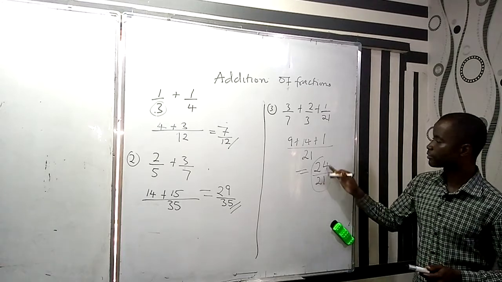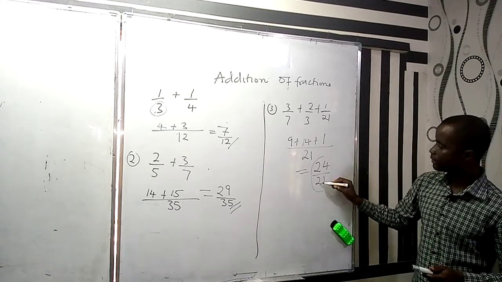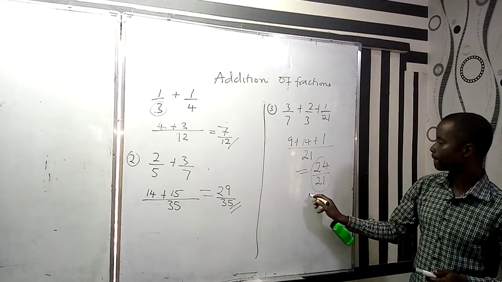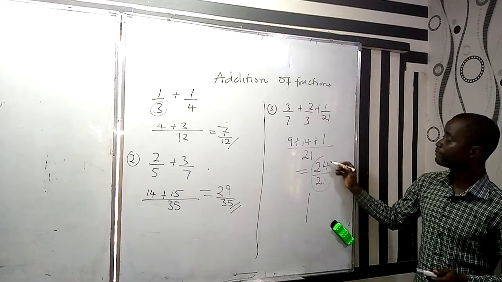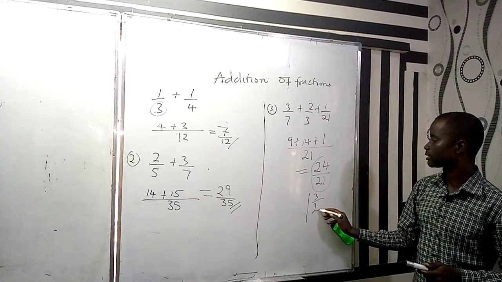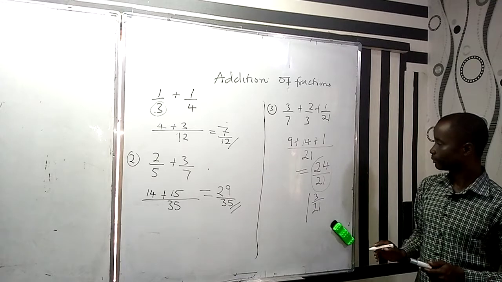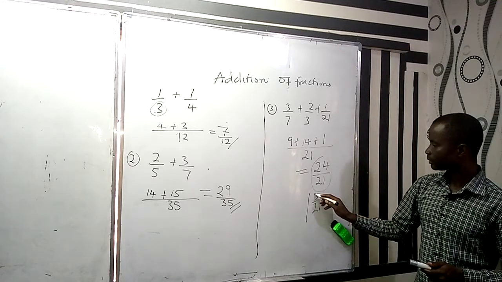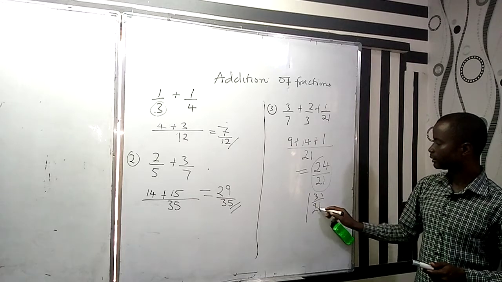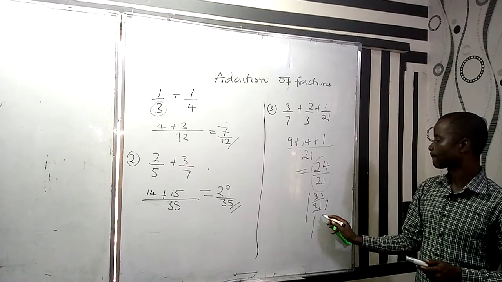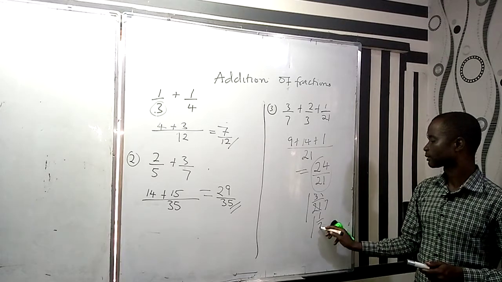You turn it to a mixed number. That is, you find how many 21s you can find here. It's 1, one whole number. And then remainder 3. That's 3 over 21. And then remember, 3 here, 1, 21 is 7. That means the answer is one whole number, 1 over 7.